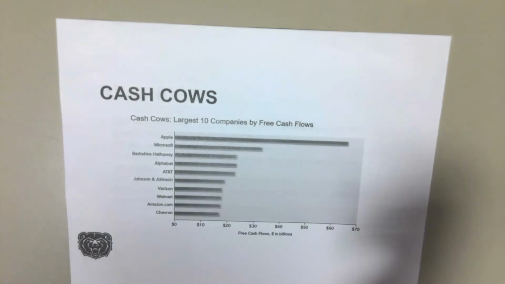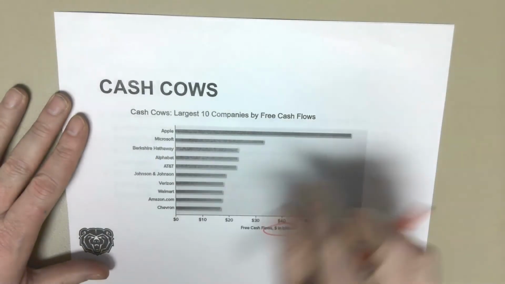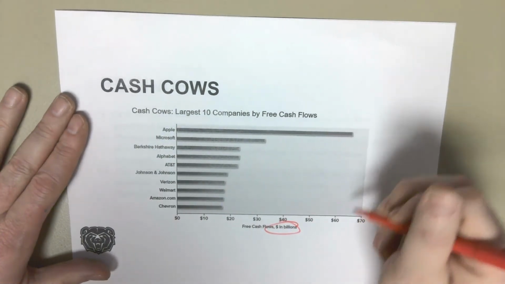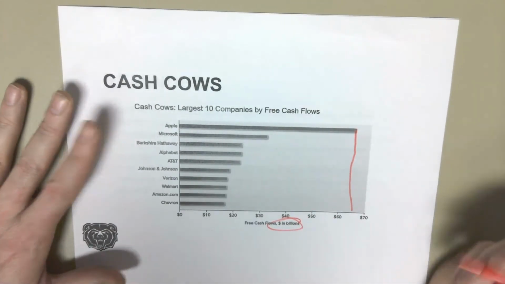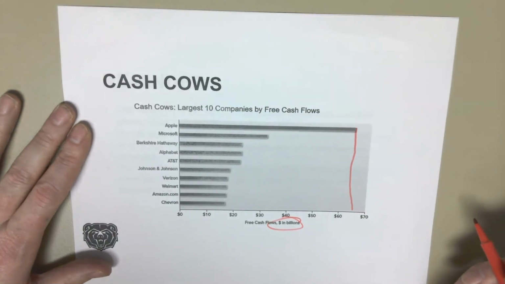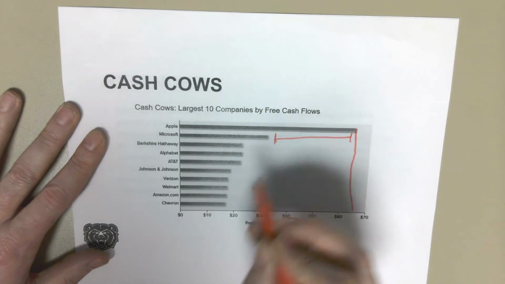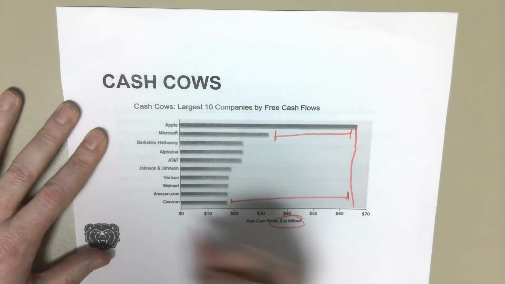This is just a slide to show you in billions, right? And this draws your attention. This is why data visualization is so good. Free cash flows in billions of dollars. Apple's got, what, 64 billion dollars just sitting around in free cash. You may ask yourself, why is it so different? Why is there such a huge variance between all of these companies?